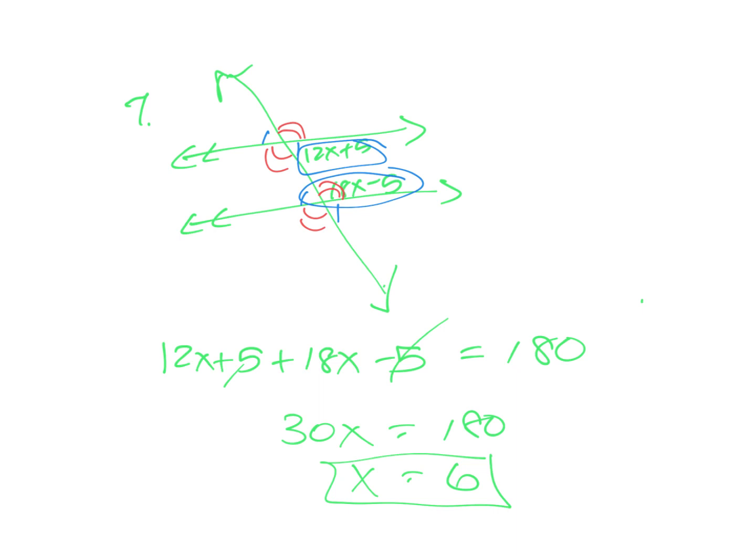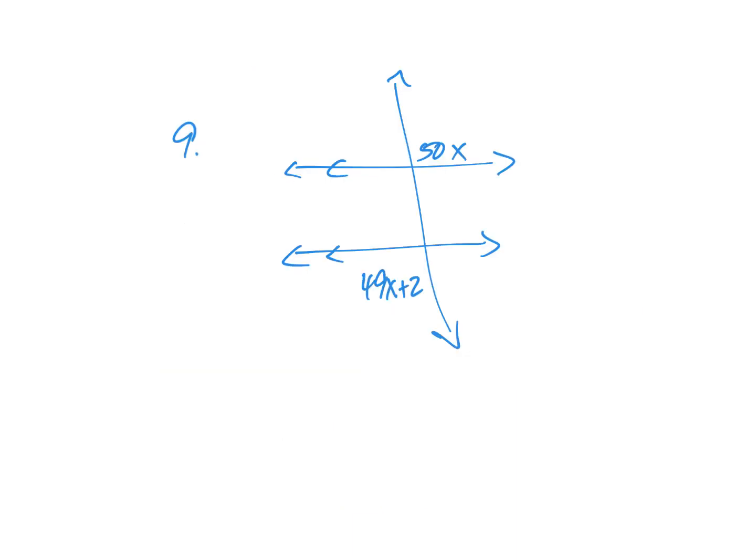So if I put tick marks on the whole picture, one red and one blue, if there's a red and a blue we're talking about, they have to add up to 180. If they're both red, they're equal to each other. And if they're both blue, they're equal to each other. So you have to decide how to set up your equation. So we know these two are congruent. I like to put the bigger X on the left.